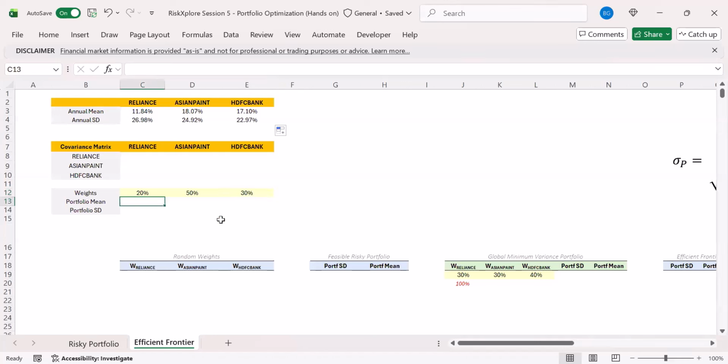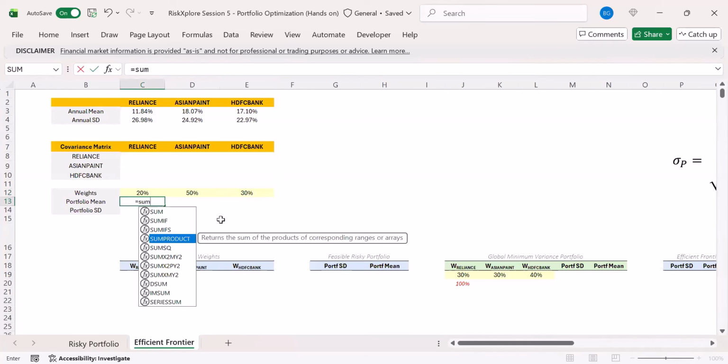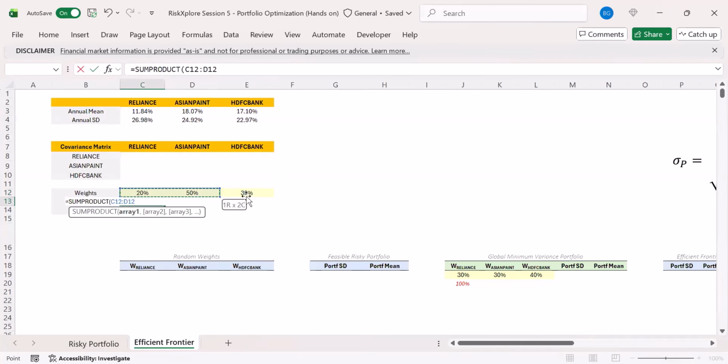So how do we find the portfolio mean? For that, simply what we can do is take a weighted average. For taking a weighted average we can use the SUMPRODUCT function. So we can take the weighted average of the weights here and the annual historical mean. Let's close the bracket, press enter, and we have that here.